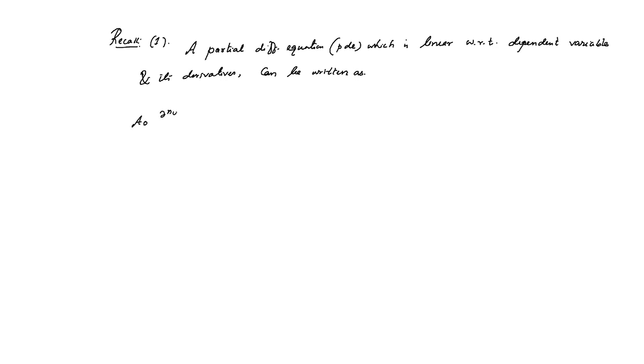a0 ∂ⁿz/∂xⁿ plus a1 ∂ⁿz/∂xⁿ⁻¹∂y plus dot dot up to an ∂ⁿz/∂yⁿ. So here you will see all are basically the same order, and here the order is basically n.